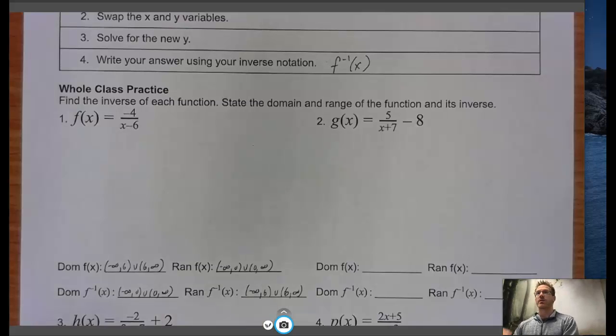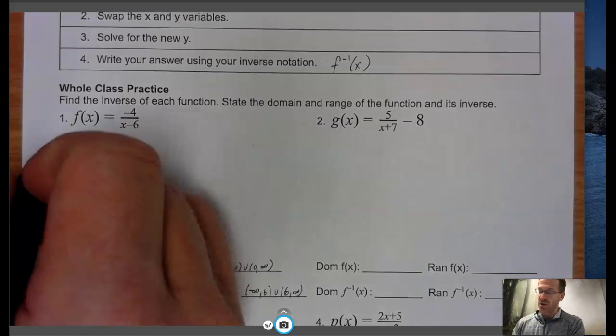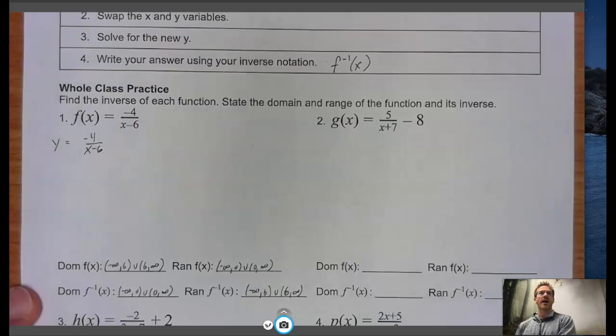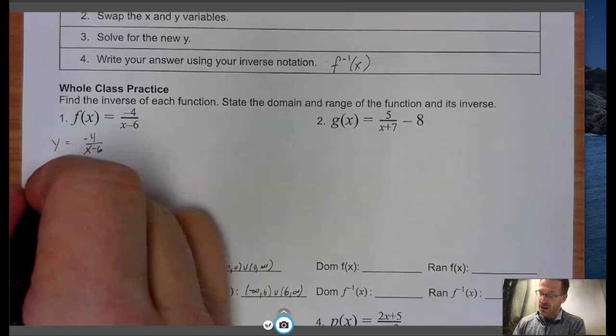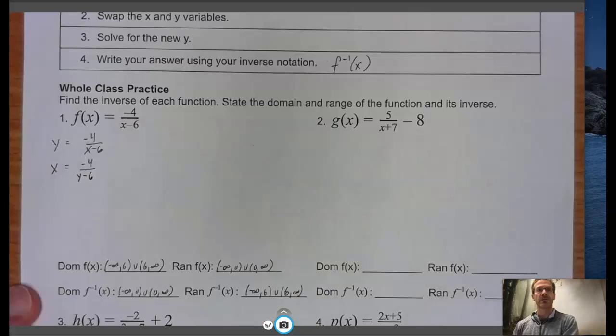All right, so now let's get into the solving of our function. So f of x really just means y. So we're going to say y equals negative 4 over x minus 6. And then now I'm going to swap my x and my y variables. So I'm going to have x equals negative 4 over y minus 6.